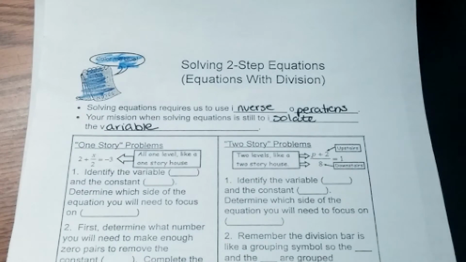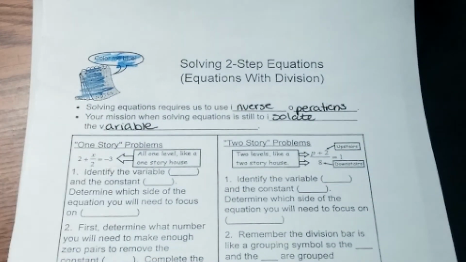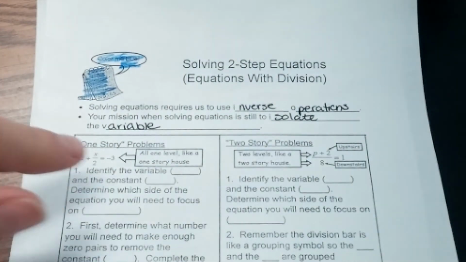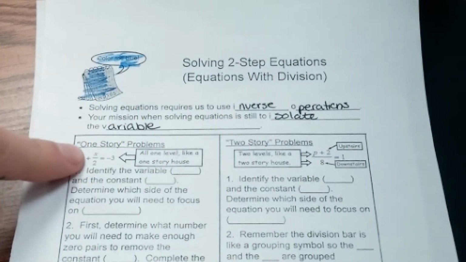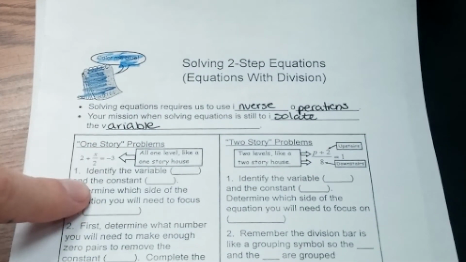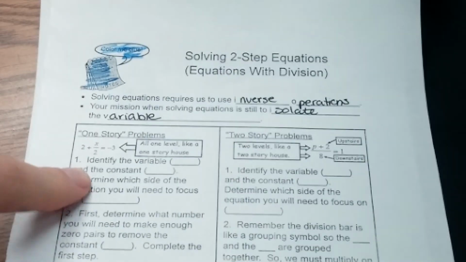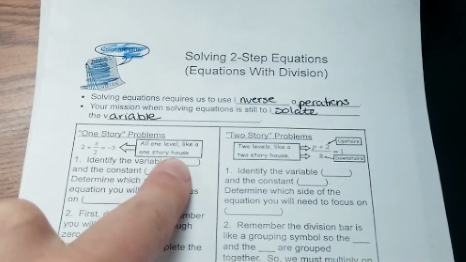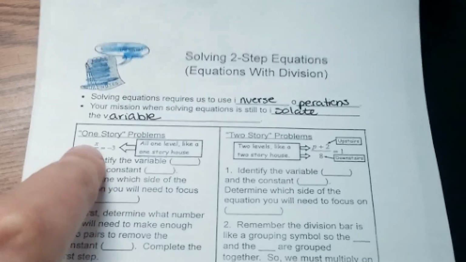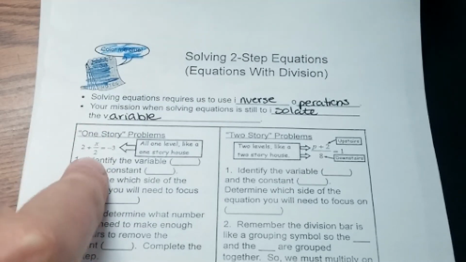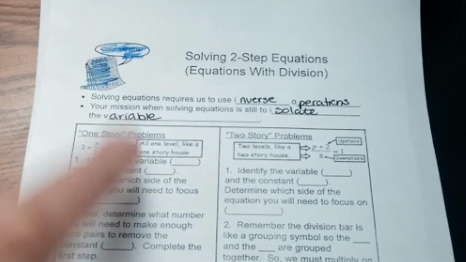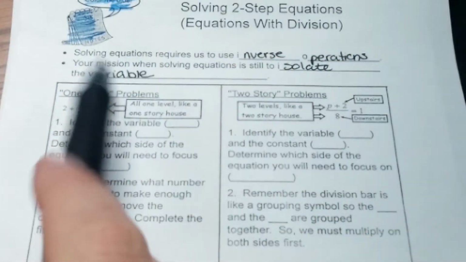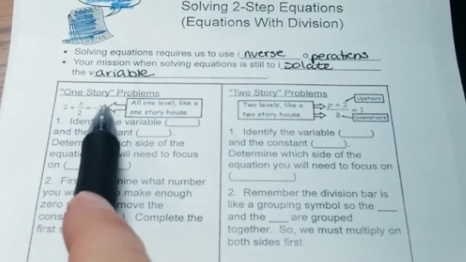Division two-step equations are kind of tricky because there are two different types. There are one-story problems and there are two-story problems. So we're going to start by talking about how to solve one-story problems. In a one-story problem, it's all one level, like a one-story house. So we have 2 plus x over 2 equals -3. So everything is on one line all the way across.